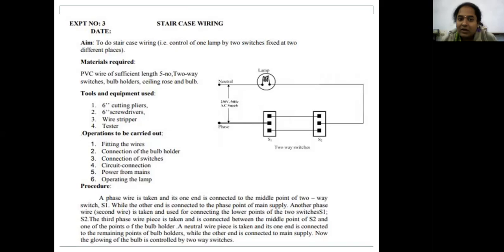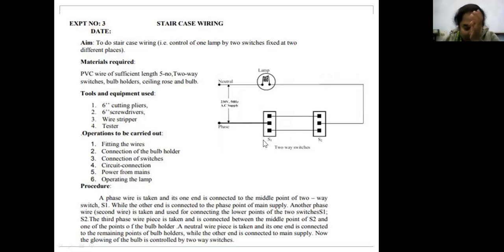The second experiment is to do staircase connection with two-way switches. Two-way switches, as I showed you in the earlier figure also. A one-way switch will have two knobs, and a two-way switch will have three knobs. So here you can see three knobs.